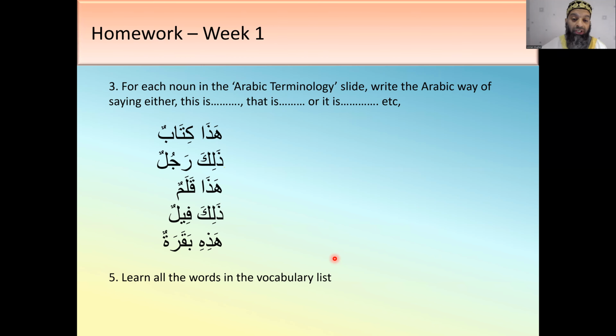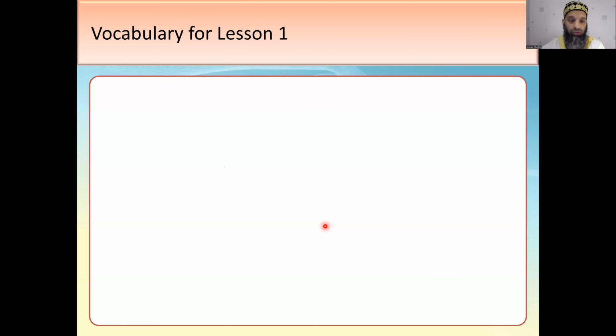So learn all the words in the vocabulary list. So what I want to do is, when I used to do the class in the masjid and I had students in front of me, I would pick on them and I'd say, okay, give me the answer. So they had to learn it. Over here, I can't do that, right? So I'm just gonna ask people and just write it down, right?